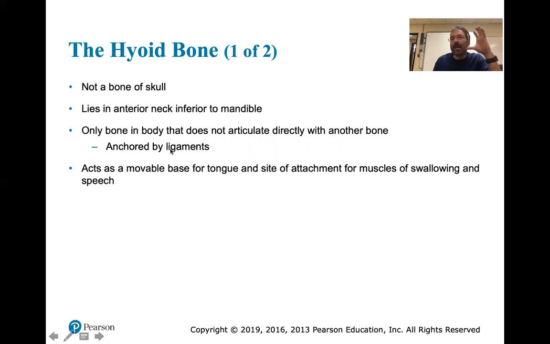All right, so ligaments anchor bone to bone. They don't actually attach, but they're held by ligaments. It acts as a movable base for the tongue and a site of attachment for muscles for swallowing and speech. So it's just free floating there with ligaments and muscles attached to it, so they have something to pull against, right? And this is the bone that gets broken if someone is strangled. Somebody's strangled, they go in and actually crush that bone.